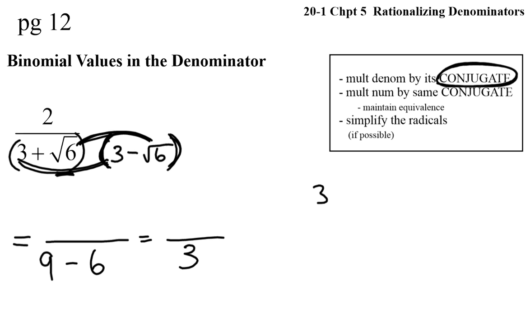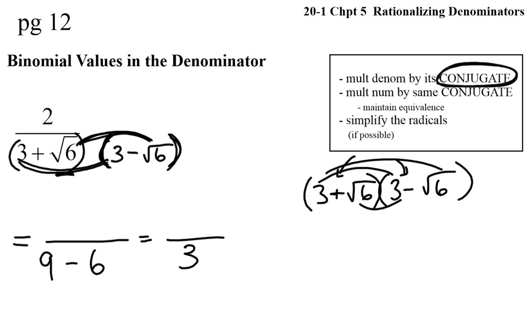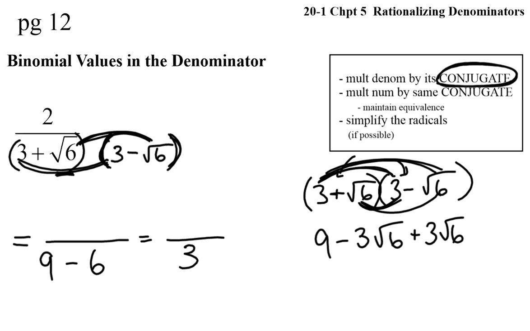Very quickly, to refresh, why does that work? I want you to understand why it works, but it only works with conjugates when we have different signs, positive and negative. Because technically we are doing FOIL here from last class. 3 times 3 is 9. Negative 3 root 6. And then the next multiplying is a positive 3 root 6. And there's the trick. Let's just finish this off.